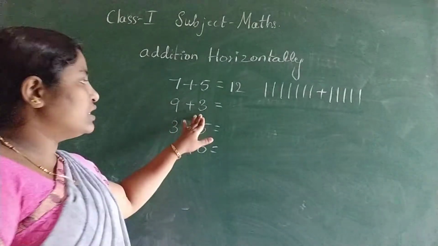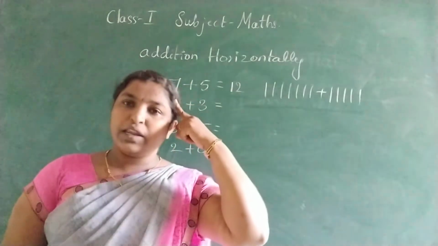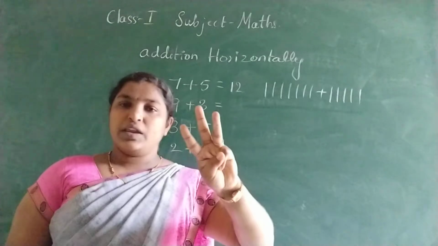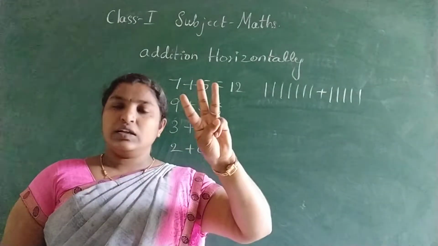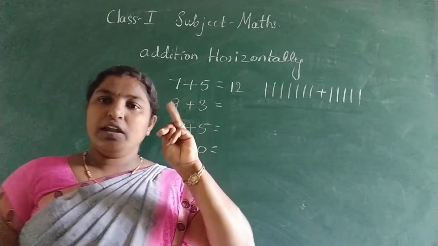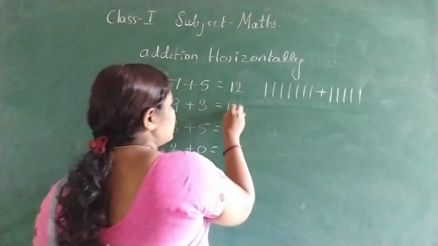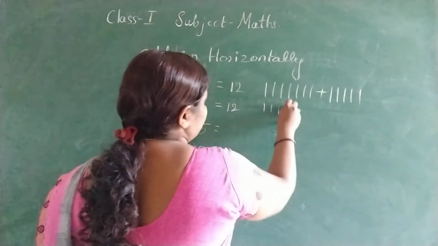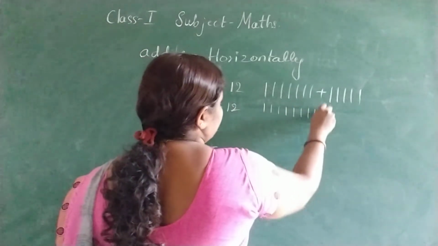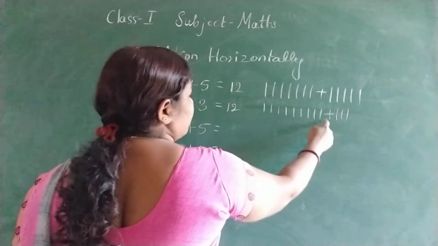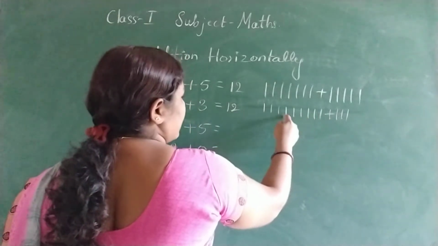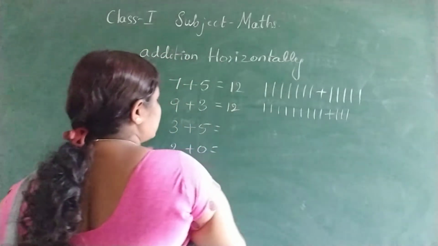Next, 9 plus 3. Big number in your mind, small number in your hand. 9 plus 3: 9, 10, 11, 12. Again, 12 is the answer. With lines: 1, 2, 3, 4, 5, 6, 7, 8, 9 plus 3, then counting all, 1, 2, 3, 4, 5, 6, 7, 8, 9, 10, 11, 12 is the answer.